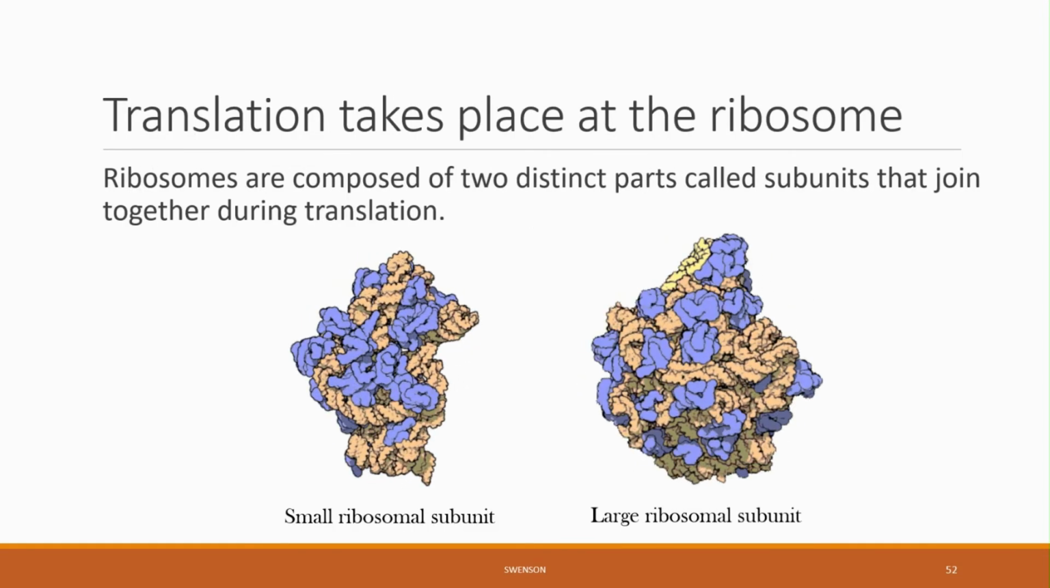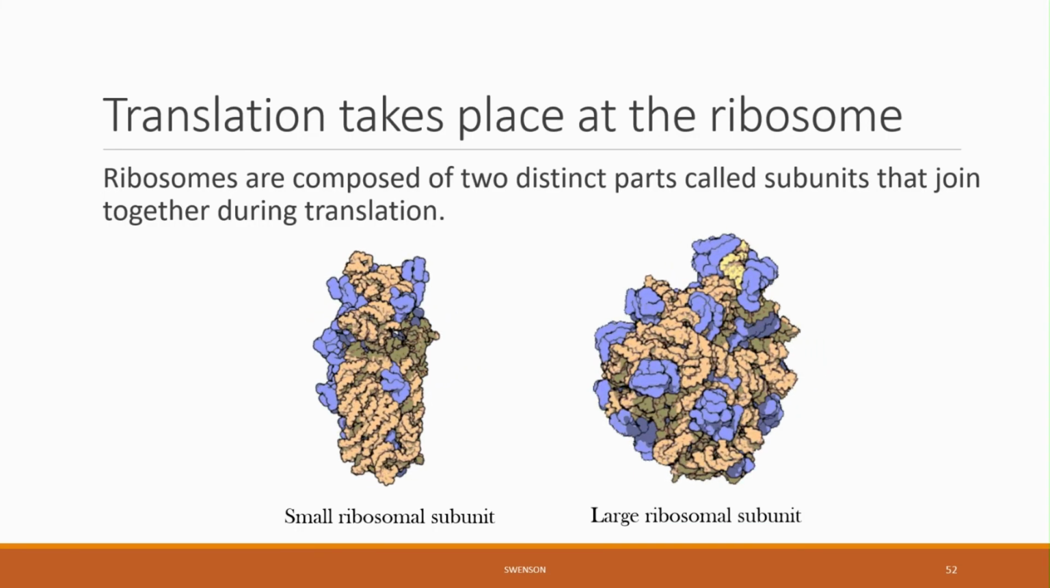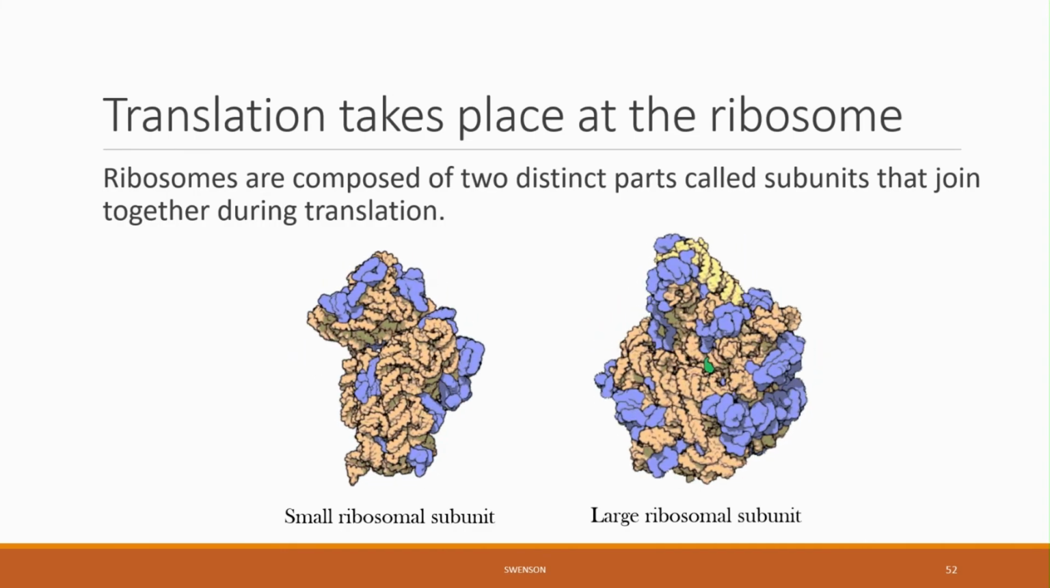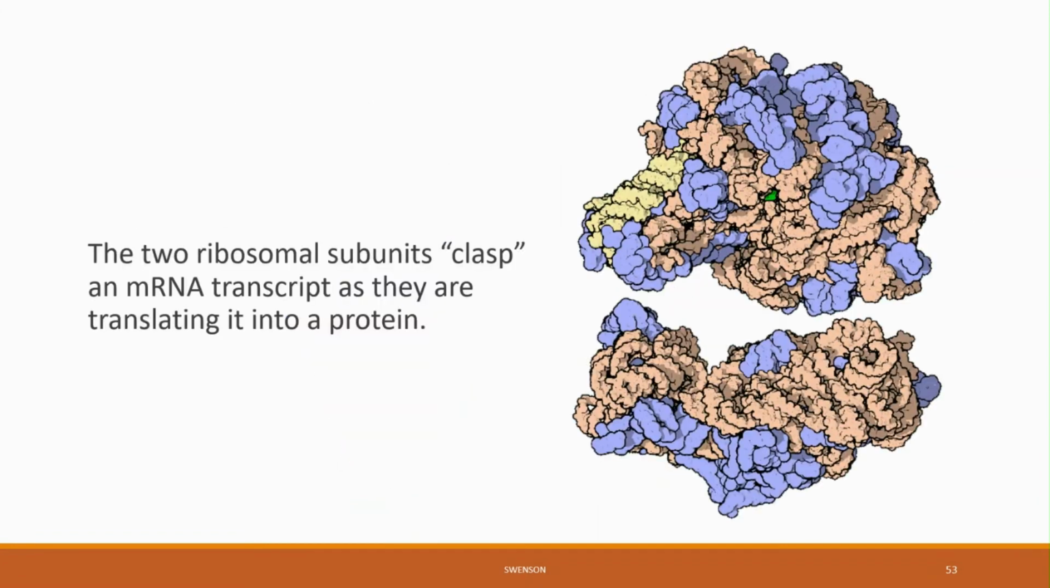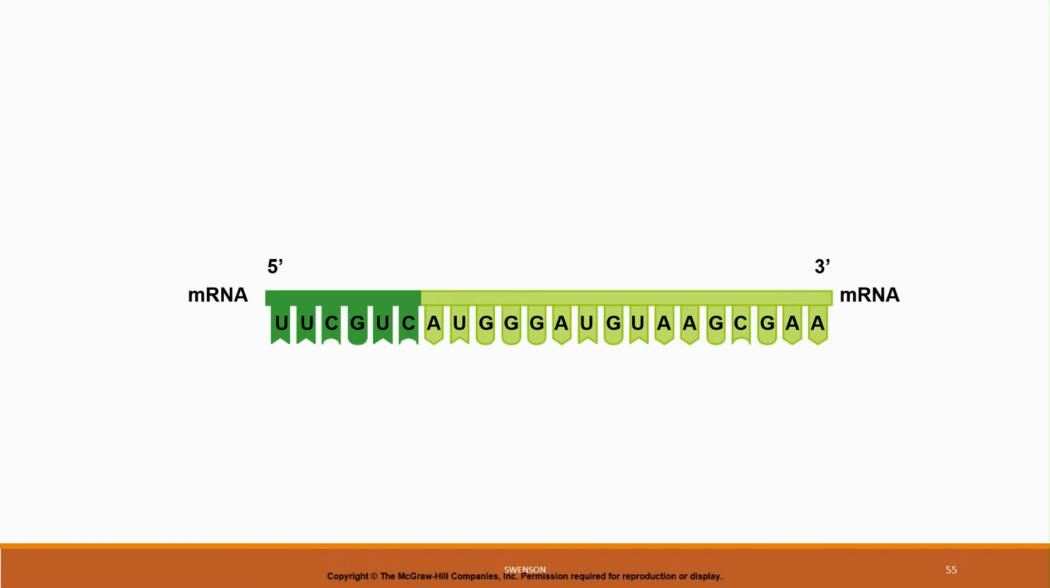Here is the ribosome, which is the machinery responsible for protein synthesis. They are made of the small ribosomal subunit and the large ribosomal subunit, and they join together during translation. The two ribosomal subunits clasp an mRNA transcript as they are translating it into protein. Translation, like transcription, has three stages: initiation, elongation, and termination. Here is an example of mRNA ready to be read by the ribosomes.